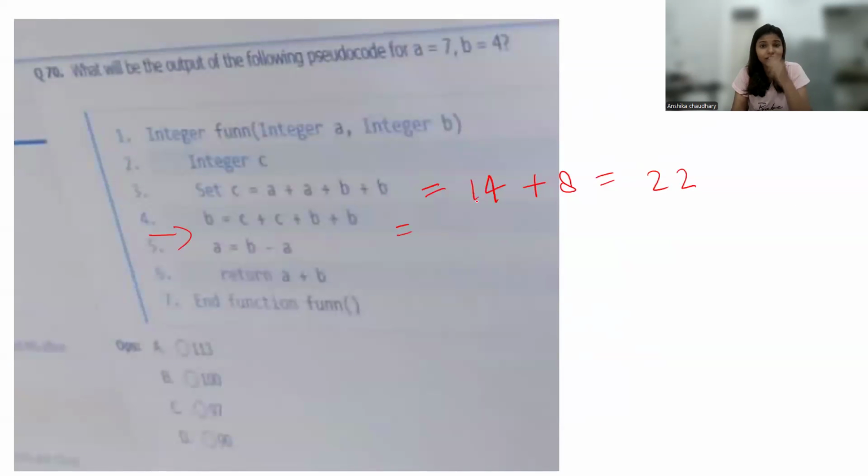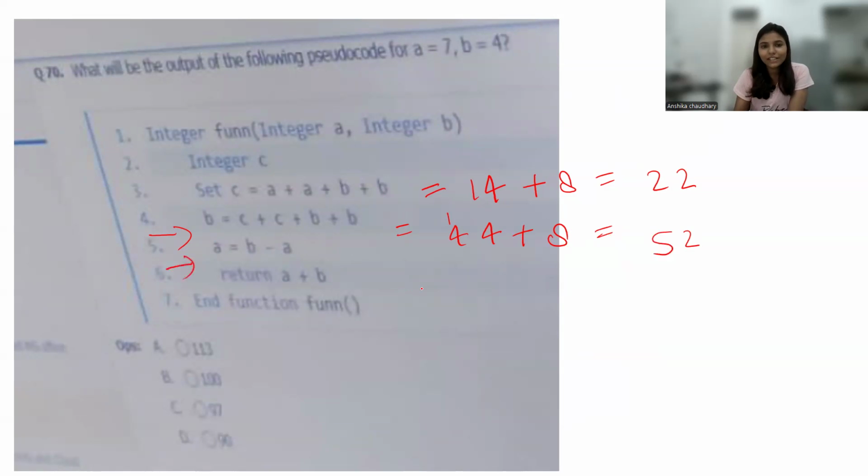Now here we assign C plus C. So C has been updated now. So 22 plus 22 will become 44, plus B. B was 4 only, so it will become 48. So again, 8 and 4 is 12, carry 1. So it will become 52.